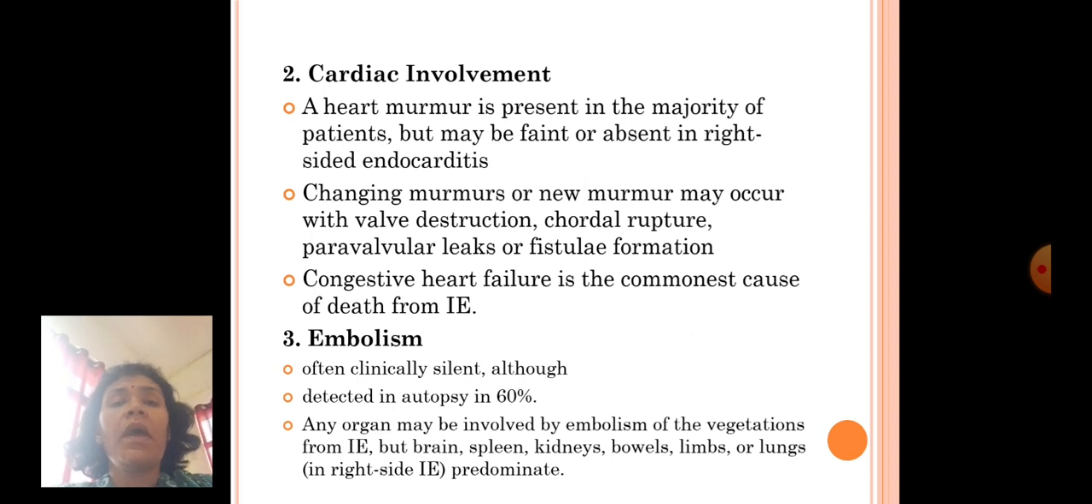Embolism. The vegetations can embolize, and these emboli can be clinically silent and only detected during autopsy. In about 60% they are detected at autopsy. Any organ can be involved by embolism of the vegetations, but the brain, spleen, kidney, bowels, limbs, or lungs are predominantly involved. The lungs are involved in the case of right-sided endocarditis.